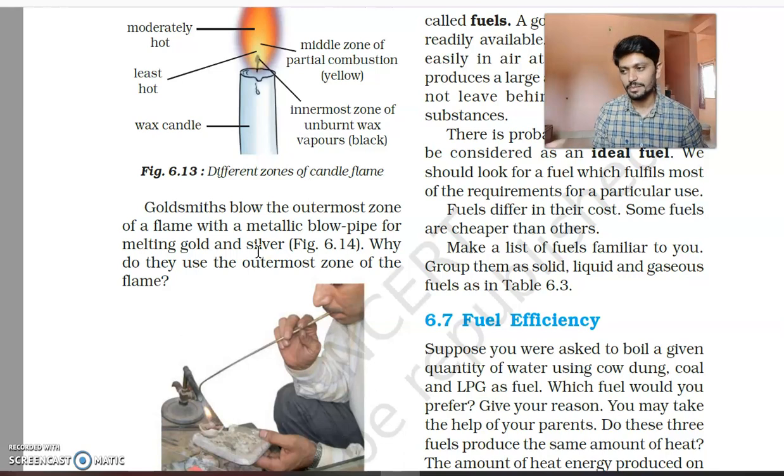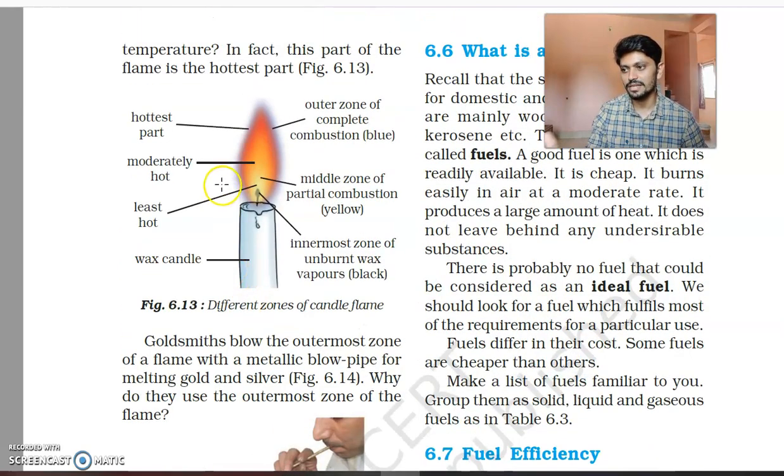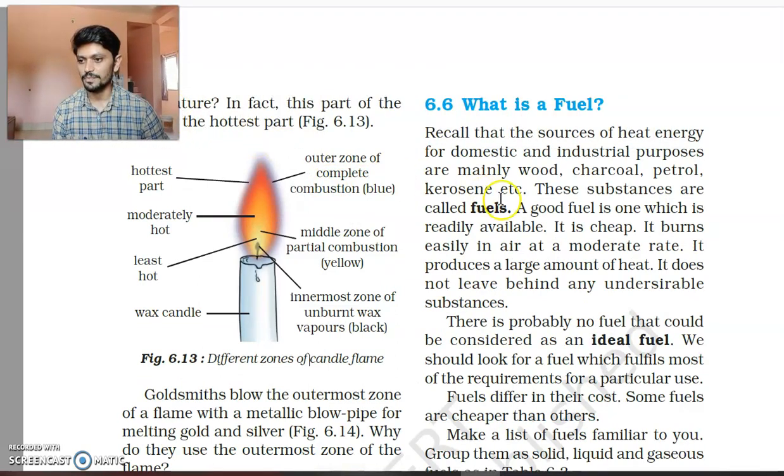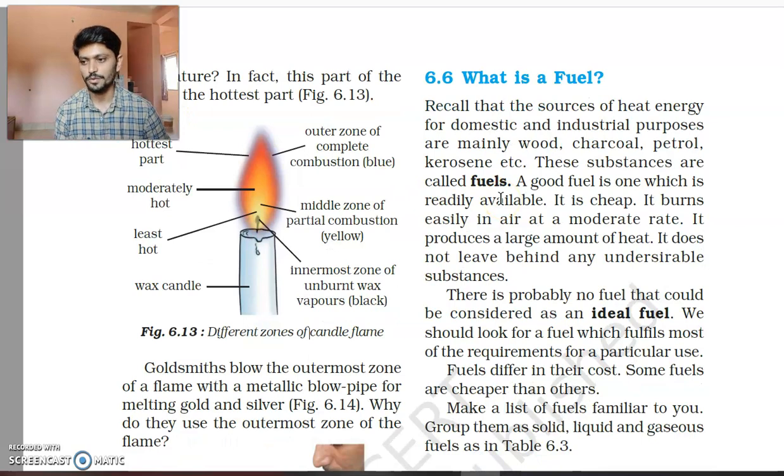How can we get more heat? Because we can get more heat by the outermost part of a flame. So that's all about the portions of flame. Now let's see some details about the fuel.